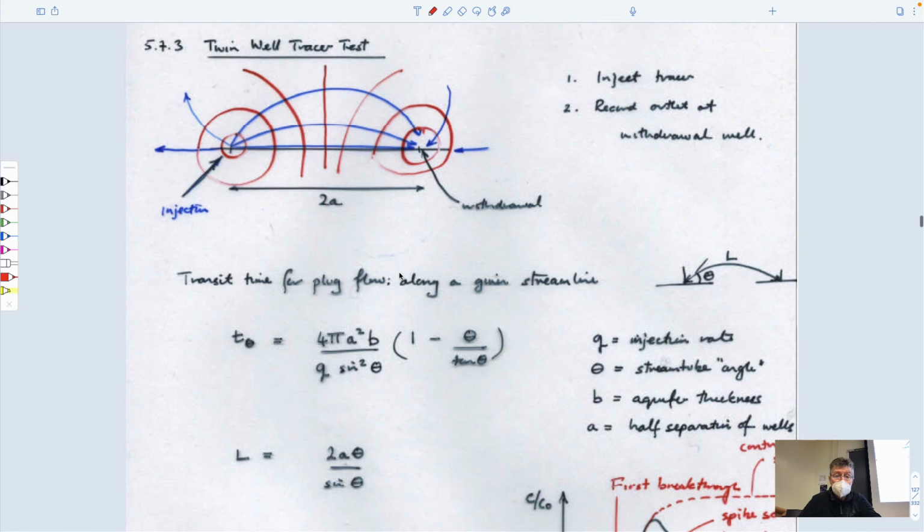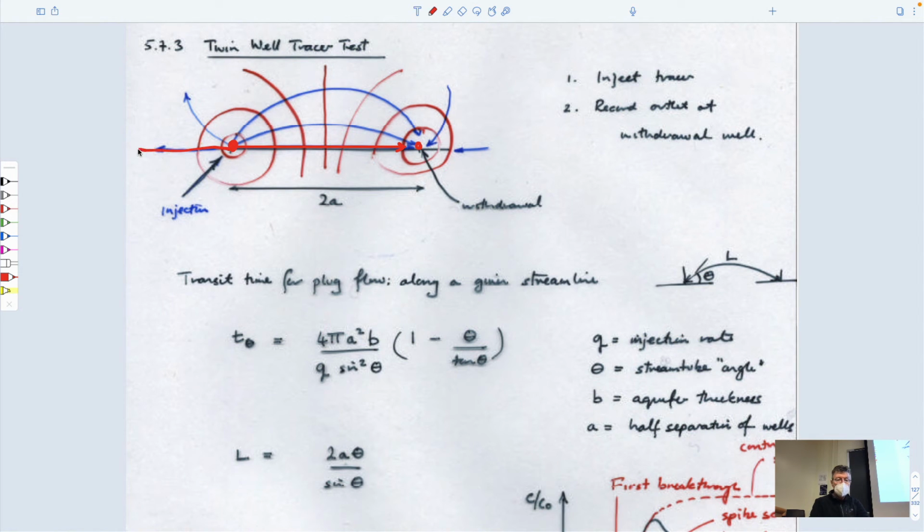And so what you could do is do another version of an injection test. Again, it exercises a big portion of the aquifer, which is useful because we think that heterogeneity within the aquifer is important, but it doesn't do it in a homogeneous way. And so if you think about this, this is an injection well and a recovery well in plan view. These represent the streamlines between injection and recovery.